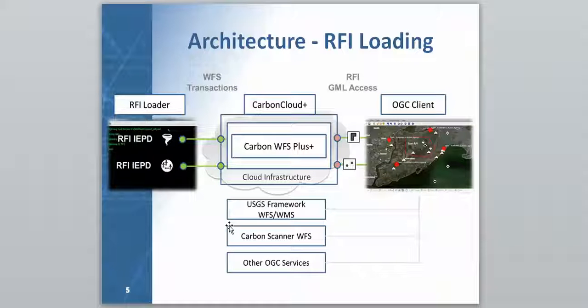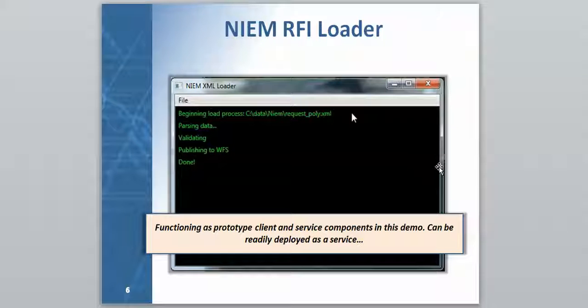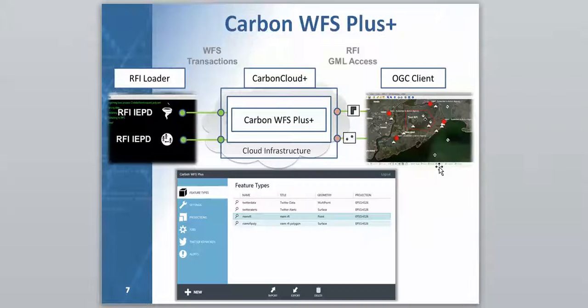Our architecture for today's demo consists of an RFI loader which converts NIEM XML into NIEM GML through a web feature service transaction. We also have a Carbon project WFS and an OGC client called Gaia from the Carbon project, which accesses NIEM GML. A key component today is the NIEM RFI loader. In today's demo, this is going to be functioning as a prototype client and service, but it can also be readily deployed as an online service.